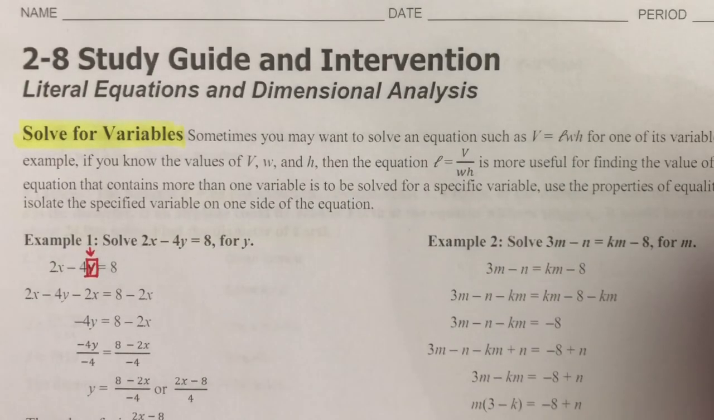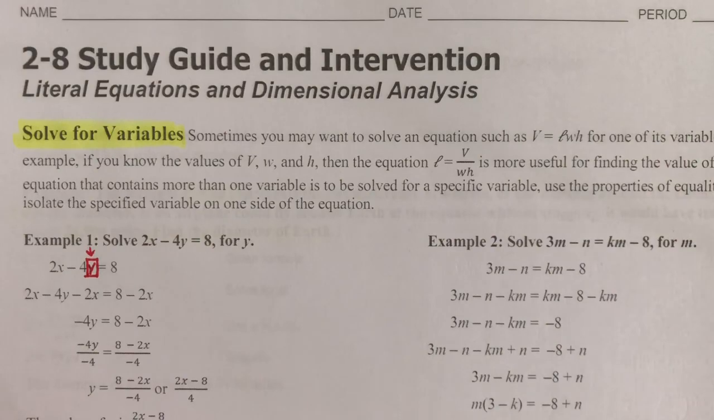All right, so we are on the last lesson of chapter 2, which is 2.8, literal equations and dimensional analysis. There is one more lesson called weighted averages, but we're not going to cover that this year. We might come back to it at the end of the semester if we have time, but I'm thinking we're not going to have time. So we're almost done with chapter 2.